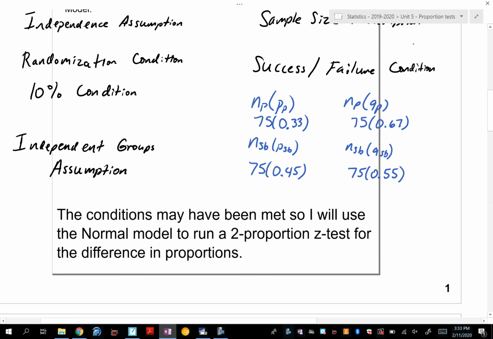All right, so that's what I expect to see. The conditions have been satisfied, so I'm going to use a normal model to run a 2 proportion z-test for the difference in proportions. It doesn't need to be word for word, something like that.